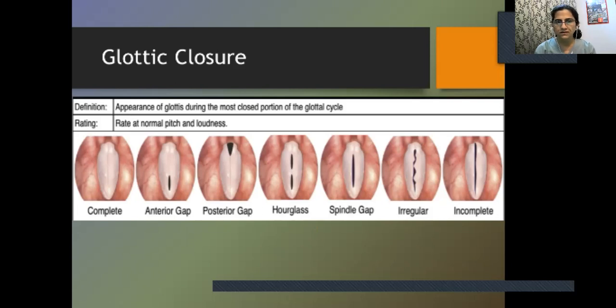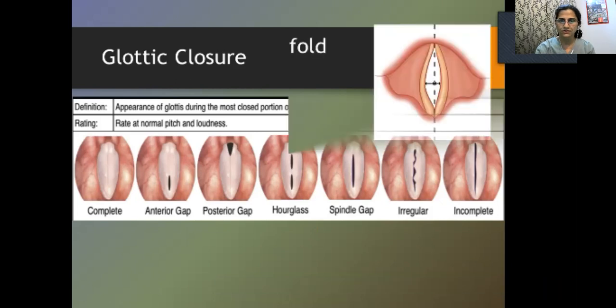So these are the various glottic closure patterns. You can record them in your chart.